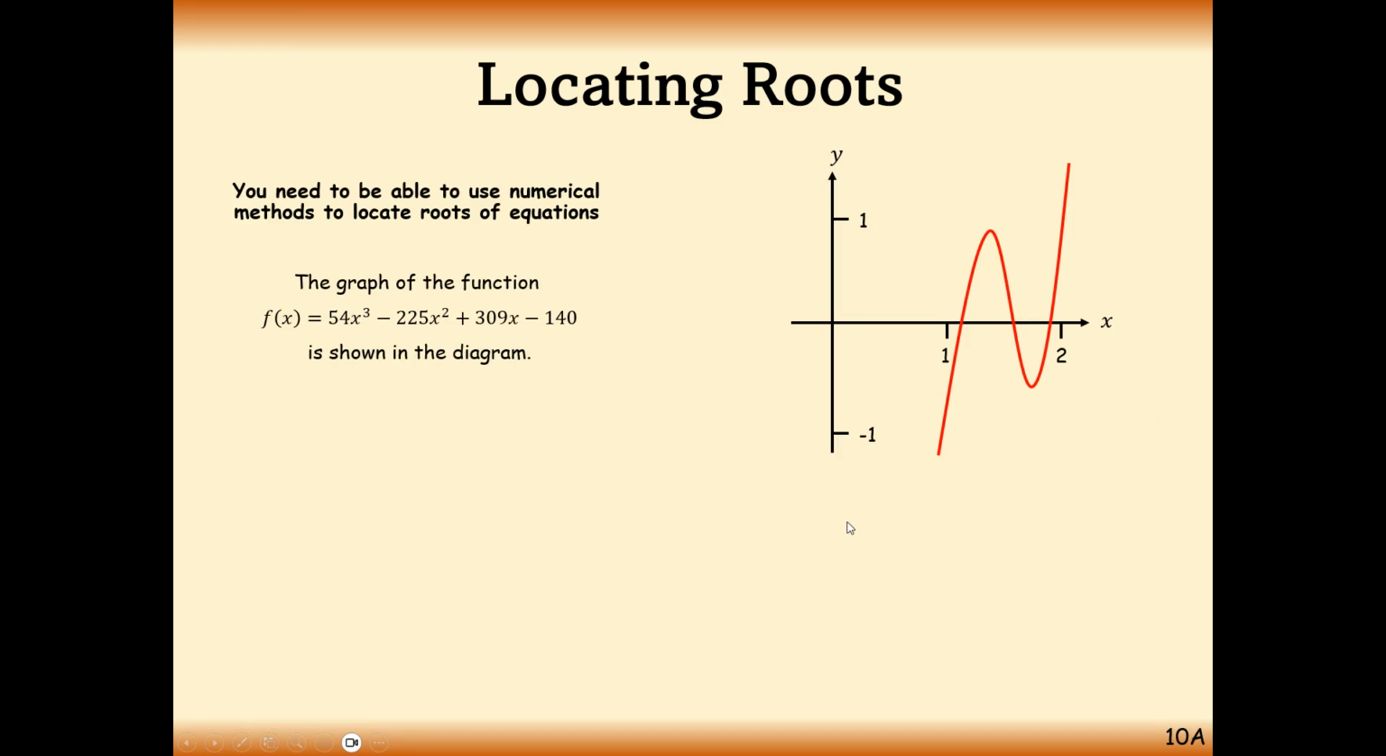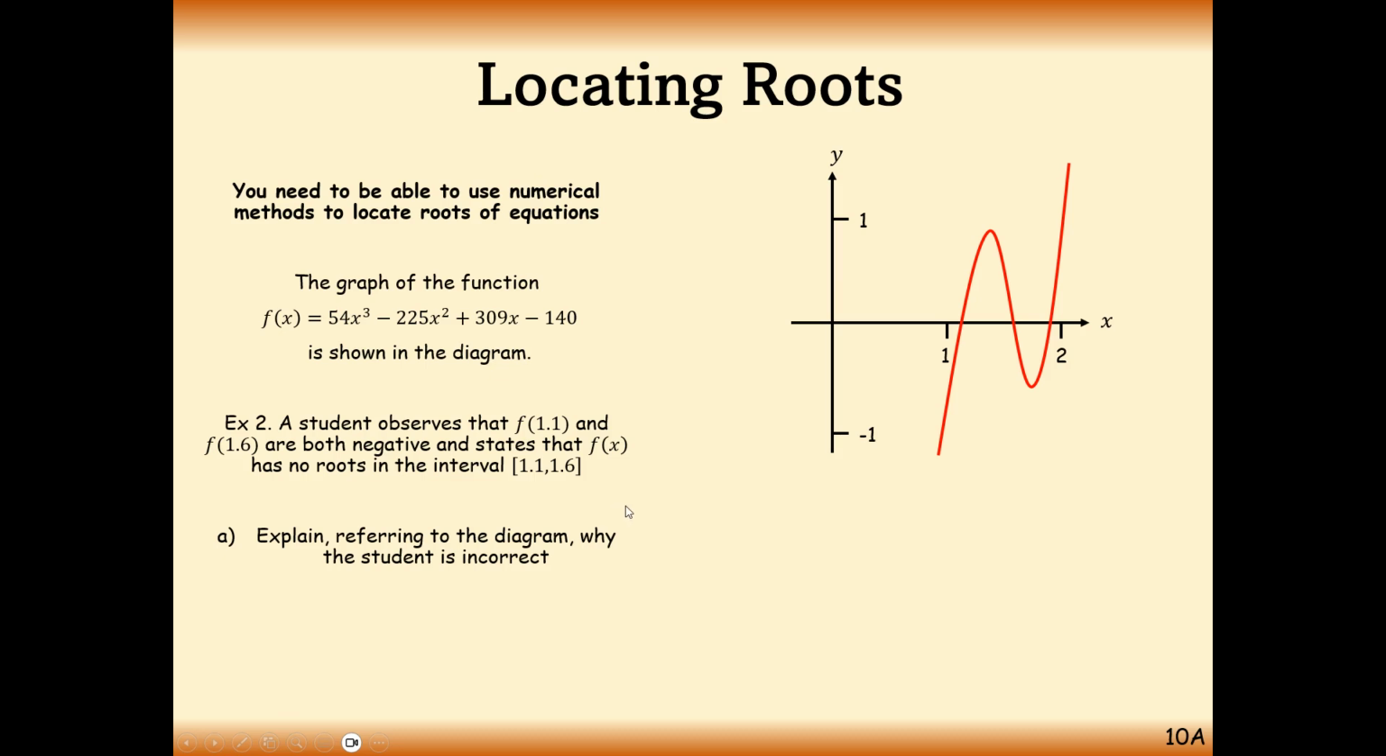In this example, we've been told that the graph of a function is a cubic curve, and a student observes that f(1.2) and f(1.6) are both negative. The student states that f(x) has no roots in this interval. Explain, referring to the diagram, why the student is incorrect. Looking at the diagram here, there are in fact three roots between 1 and 2.